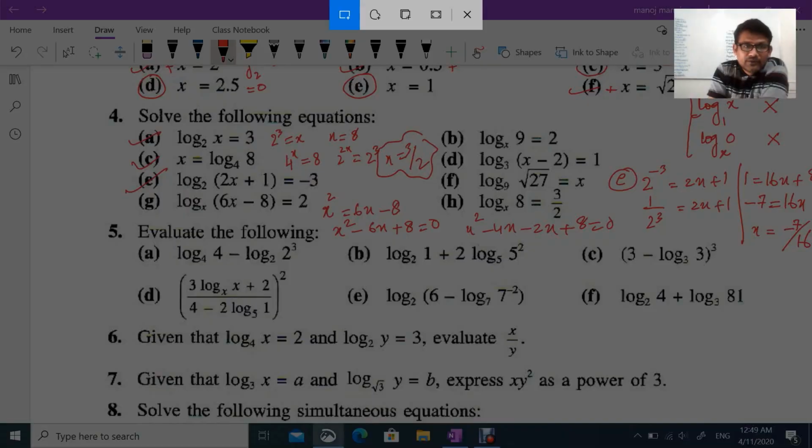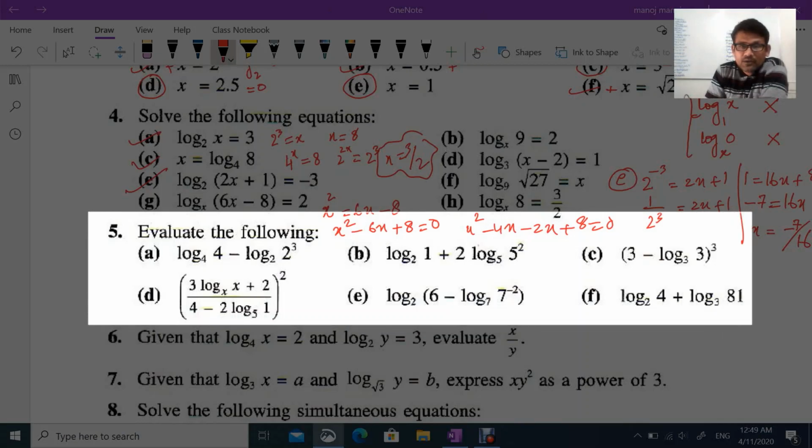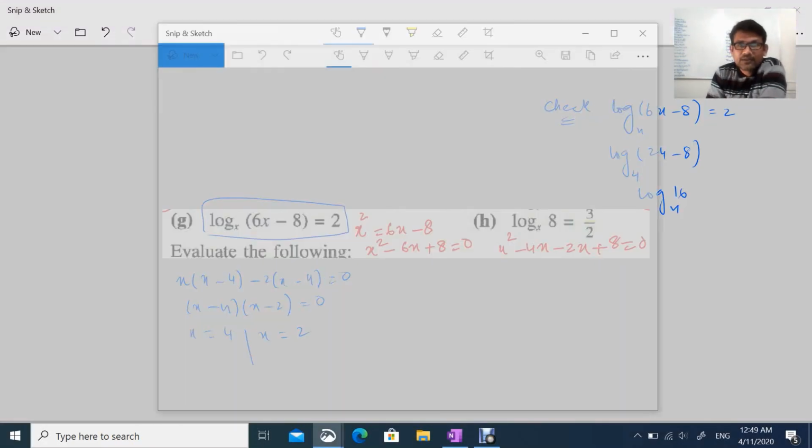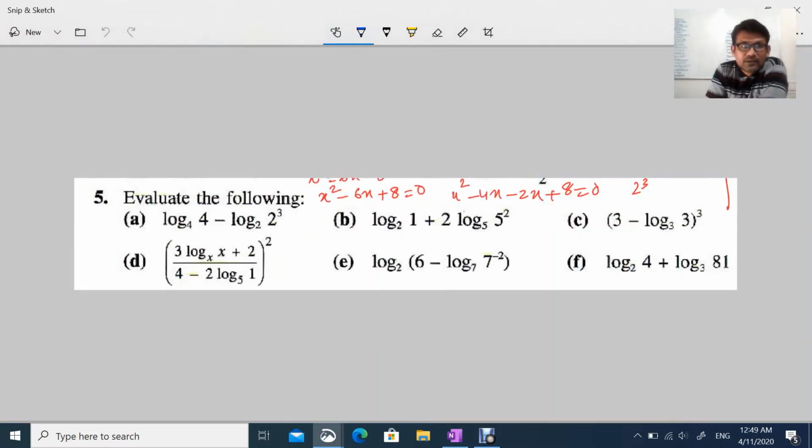Question number 5, we are solving not all the parts, but at least something to understand the question. Evaluate the following. Okay, we have done index form and log form. We also have some laws for the log, and you just have to remember the key points: whenever you have log x to the base x, that is always equal to 1. So log 4 base 4 is also equal to 1.